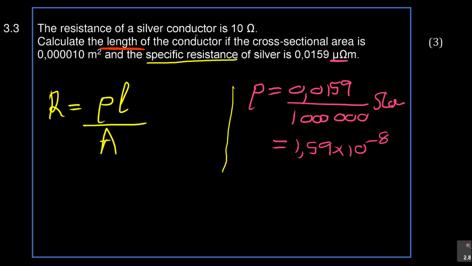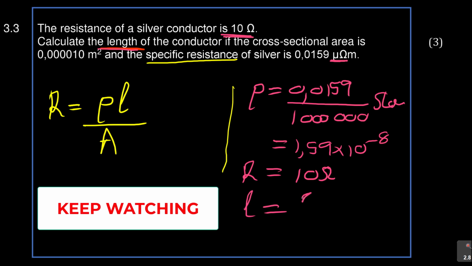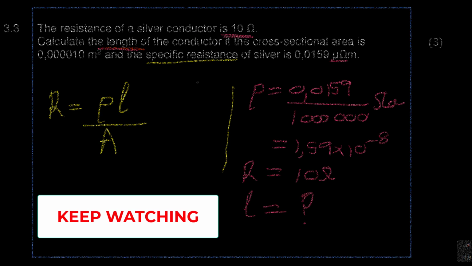The resistance of a silver conductor is 10 ohms. The resistance, they already gave us the resistance here, because we're always looking for resistance. So R is equal to what? 10 ohms. And then calculate the length. Oh, they want the length, which I don't know. Of course, it will be in meters.